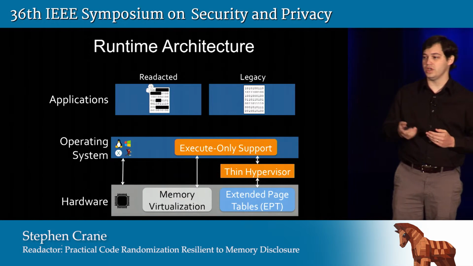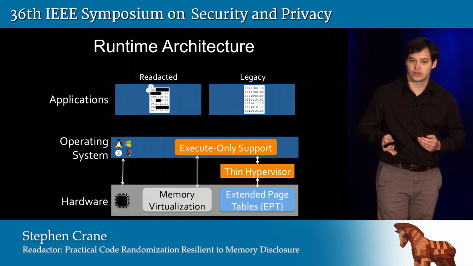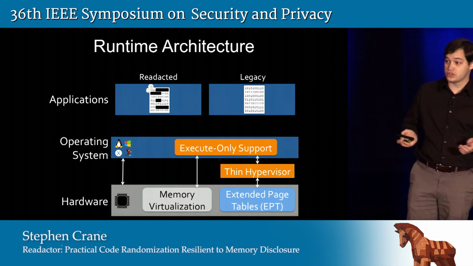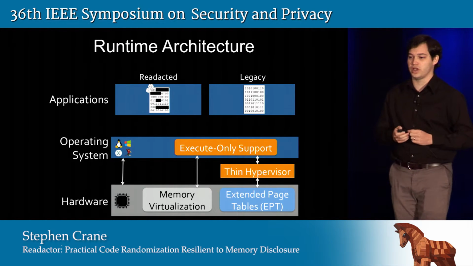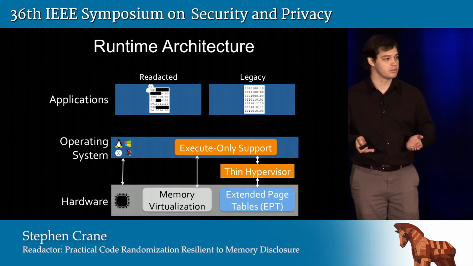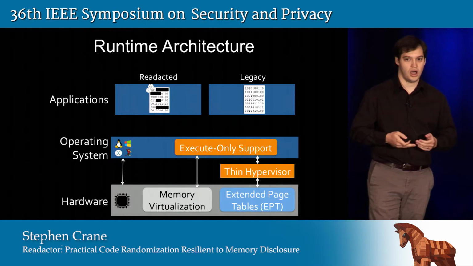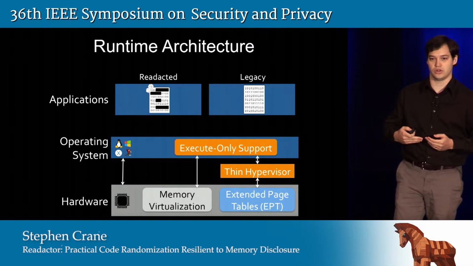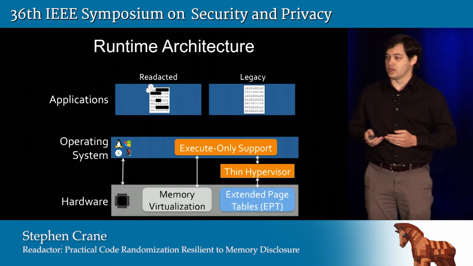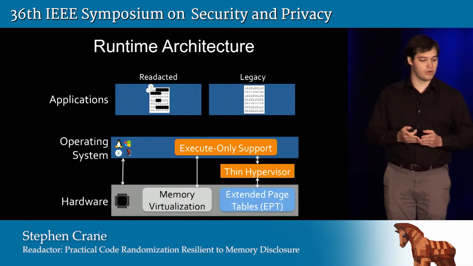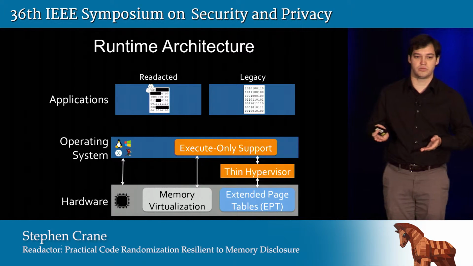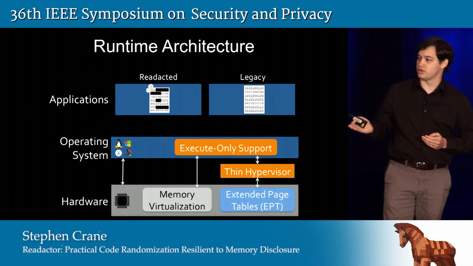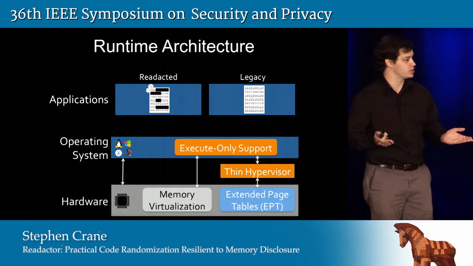Now, as I mentioned, we need the extended page table virtualization feature to implement execute-only memory on current Intel systems. To do this, we implemented an extremely thin hypervisor that only enables the EPT feature and sets up execute-only memory. It simply passes through all other information from the operating system onto the physical hardware. We also wrote a Linux kernel driver to interact with the existing page tables and the extended page tables in order to, when an application requests a page be mapped with execute-only permissions, make sure it actually gets execute-only permissions.